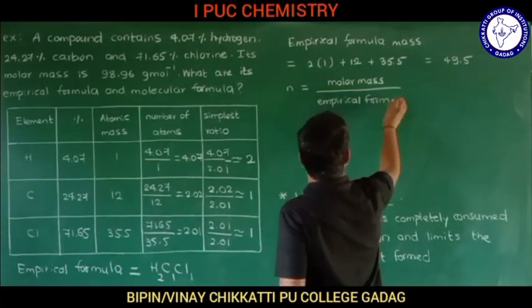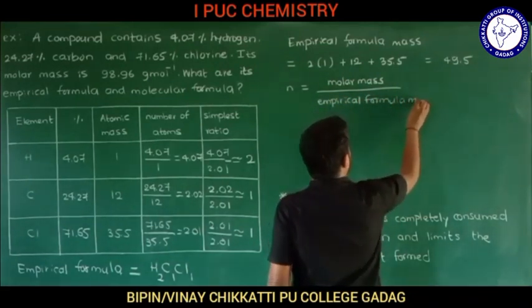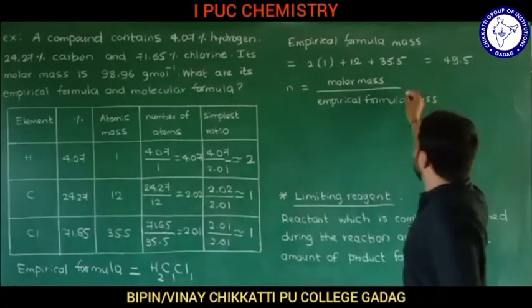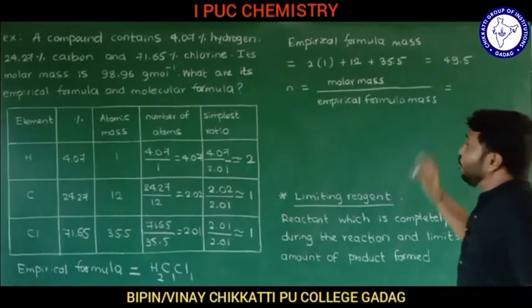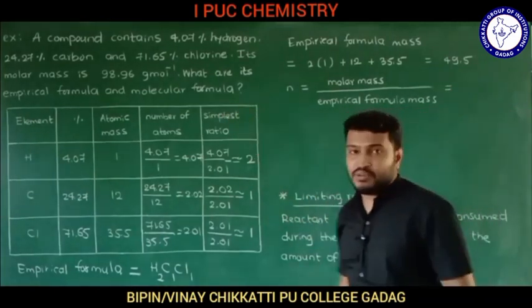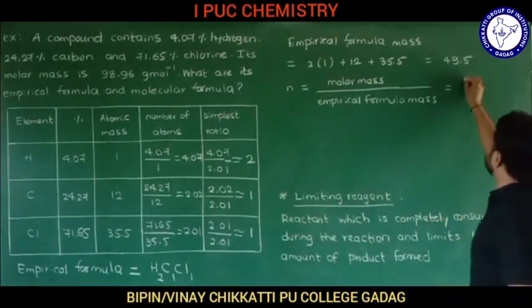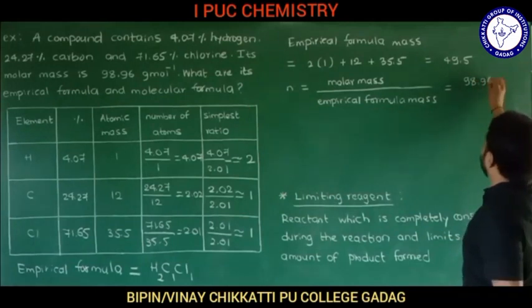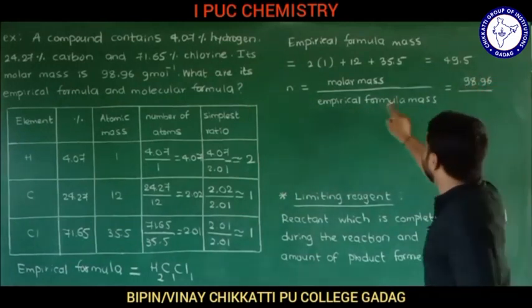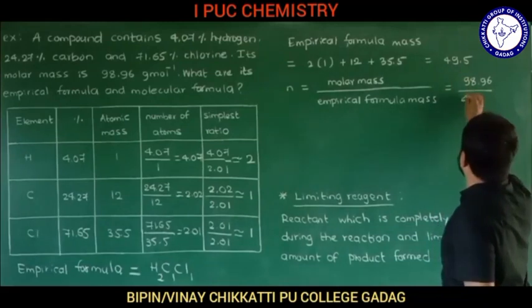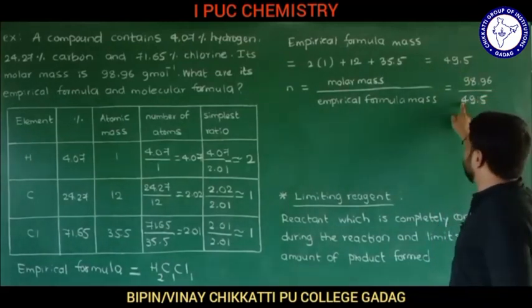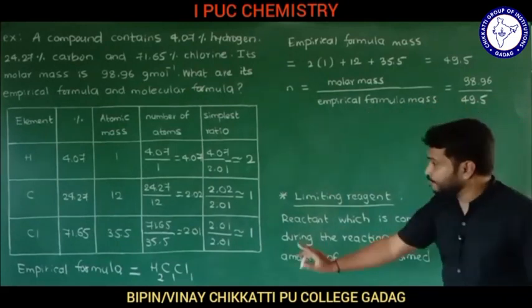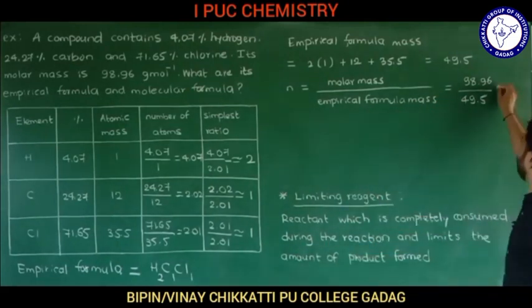Empirical formula mass. If you take the ratio of the molar mass and the empirical formula mass, you are going to get the value of n. Molar mass is given in the problem, that is 98.96. So 98.96 divided by the empirical formula mass we calculated before, that is 49.5. So empirical formula mass is required. Therefore, we calculate the empirical formula first, and then the empirical formula mass.